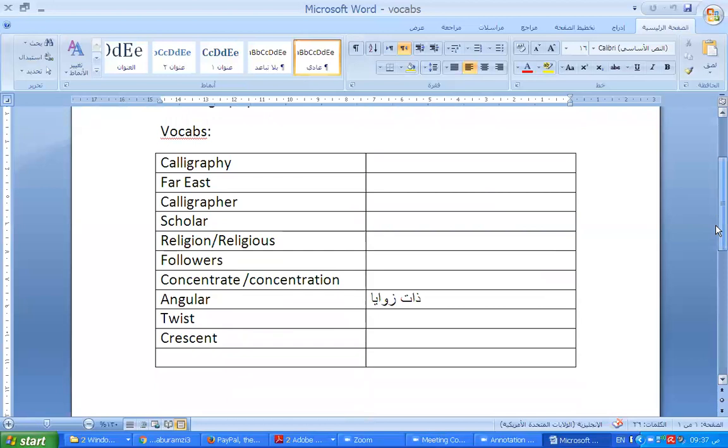So here we have some vocabulary. We need to know their meanings in Arabic. Calligraphy means fan al-khat, or al-khat in general. Far East is a compound word. Al-Sharq al-Aqsa, because we have al-Sharq al-Adna, called the Near East, and the Far East. From this word calligraphy, we have calligrapher, E-R, like teaching, teacher. So calligrapher means khattat, the person who drafts writing.